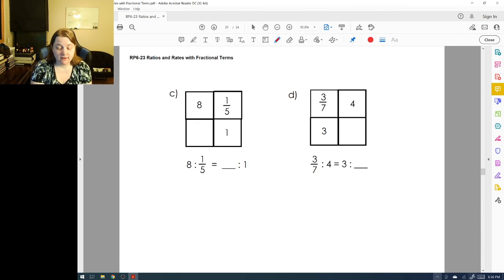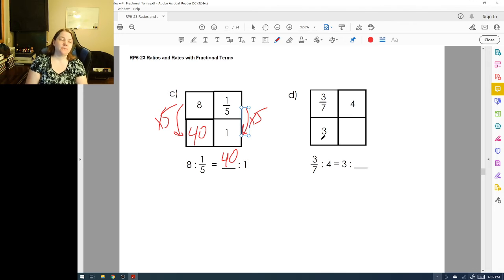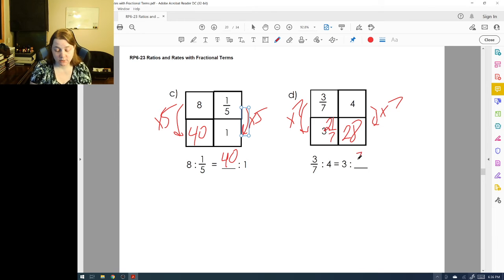Over here, I have 1/5 to 1 is the connection I see. 1/5 to 1, multiply by 5. 8 times 5 is 40. 3/7 to get to 3 entire parts, to get to 3 wholes. Well, if I have 7, 3 of those is 21, so I need to multiply 3 by 7 to get 21. So 4 times 7 is 28.